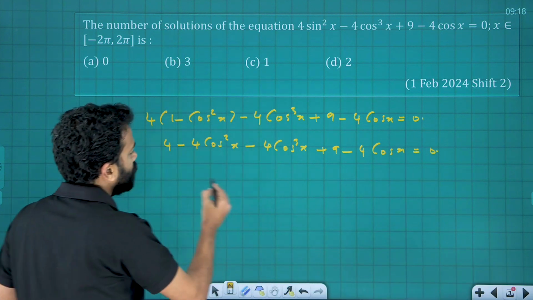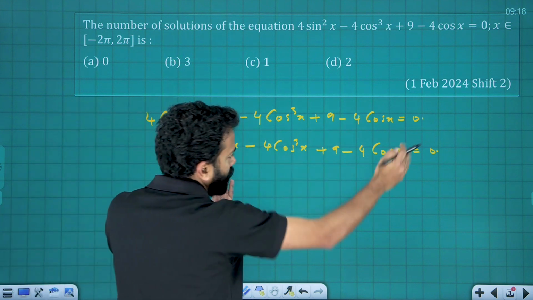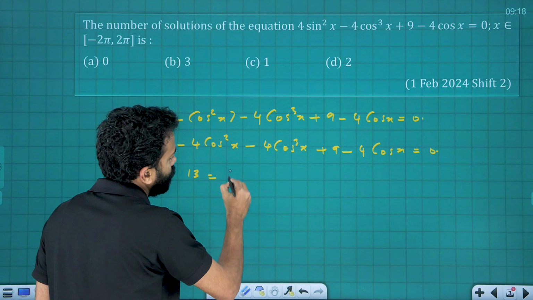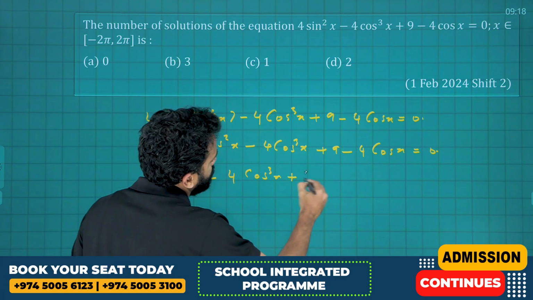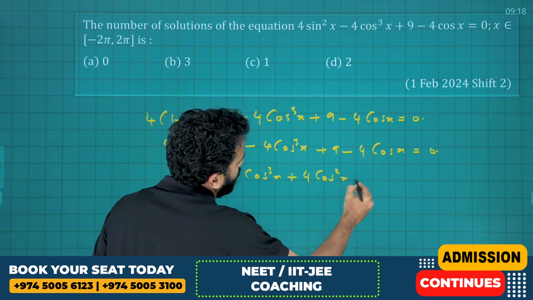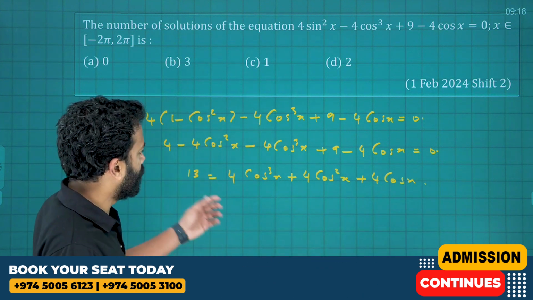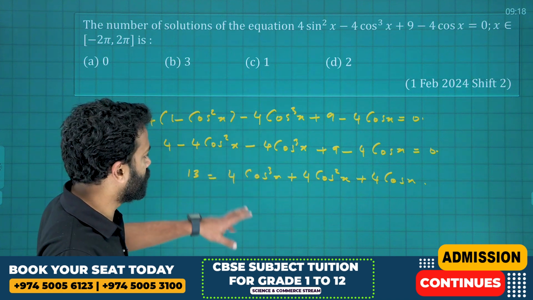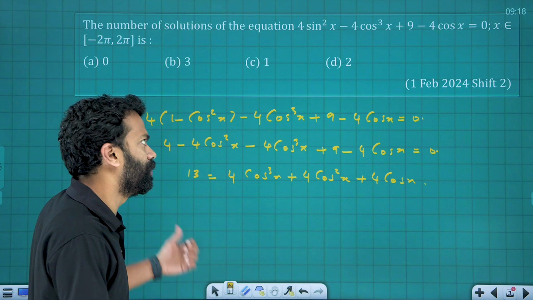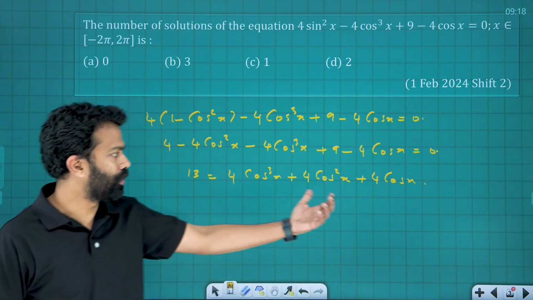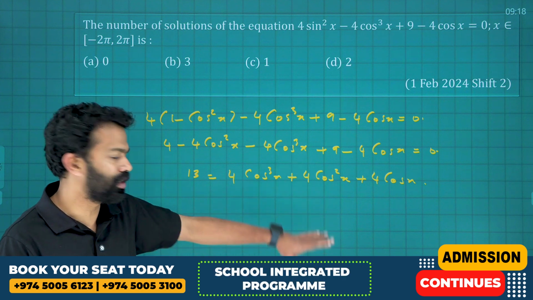So we know that 9 plus 4 is 13. So I am moving all the terms to the right hand side, which is equal to 4 cos cube x plus 4 cos square x plus 4 cos x. That is the equation. If you rearrange it, it will be 4 cos cube x plus 4 cos square x plus 4 cos x equal to 13. And how are you going to solve this equation? It's easy. The question is done, there are no more steps after this.